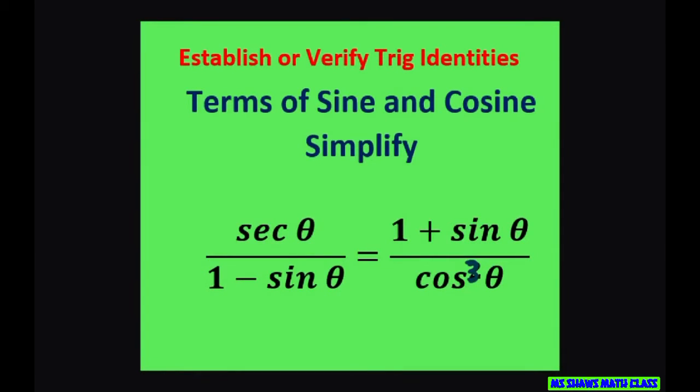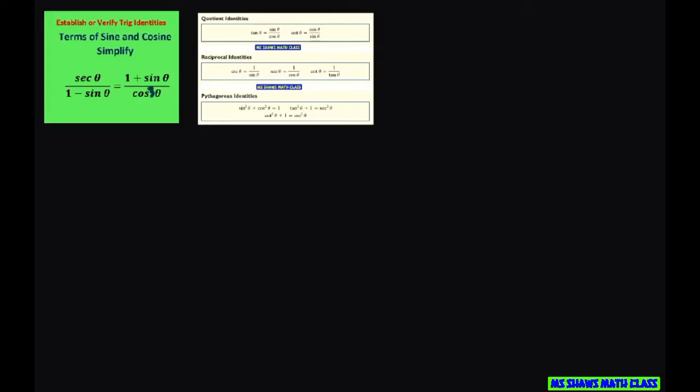Everyone, we're going to verify this trig identity, and I have a little error here. This should be a cube. I had it as a square. So just remember we're supposed to get (1 plus sine of theta) divided by cosine cubed of theta.